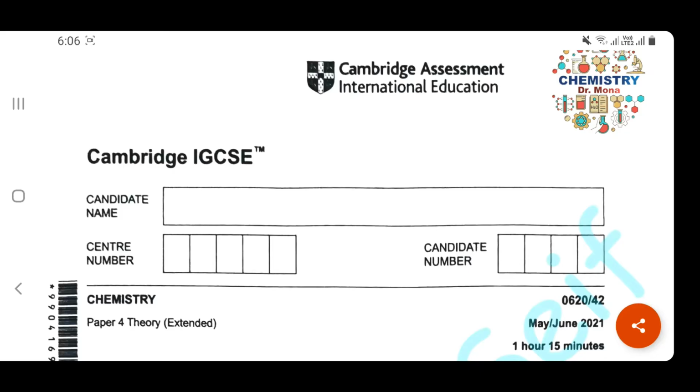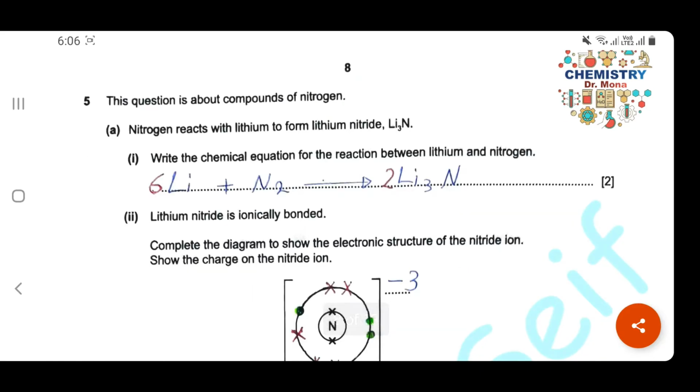Let's start. Question 5. This question is about compounds of nitrogen. Nitrogen reacts with lithium to form lithium nitride. Write the chemical equation for the reaction between lithium and nitrogen. This equation is for 2 marks: 1 mark for the correct formula of the reactant and the other mark for balancing the equation.